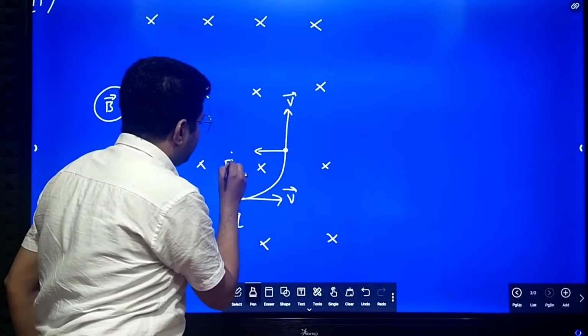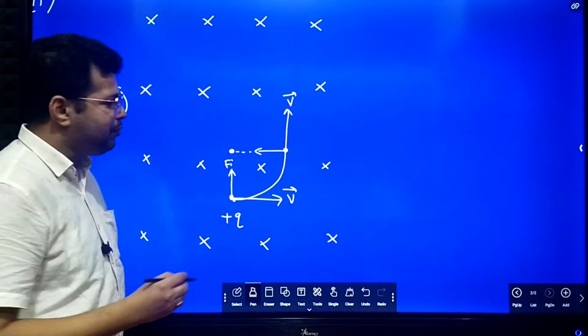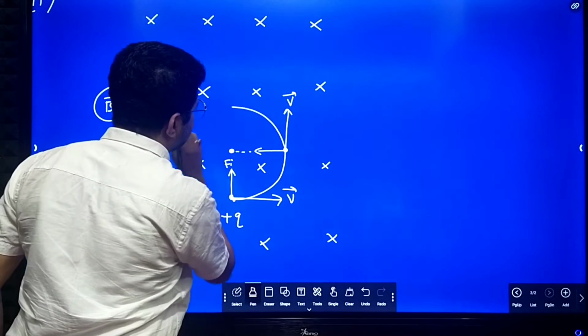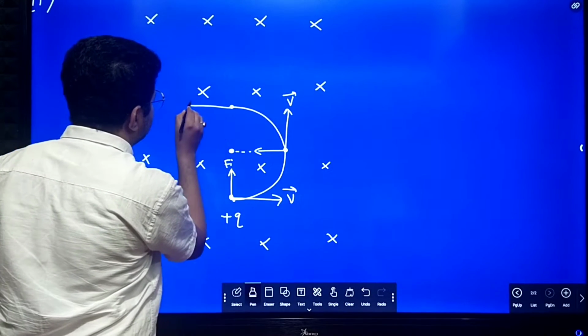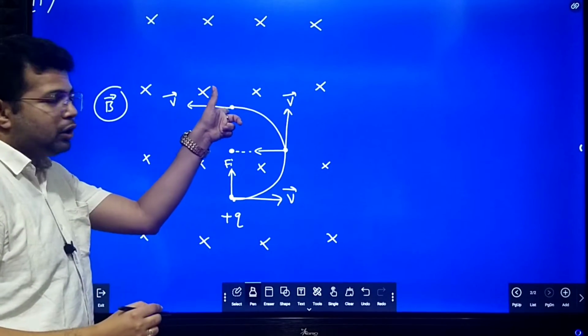So you observe here, force is pointing towards a particular point. So again progressively the charged particle moves like this. When it comes here, see, this will be the direction of velocity. Now magnetic field is into the plane of the board.